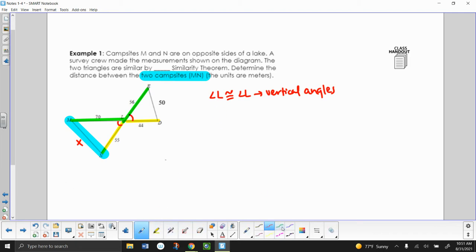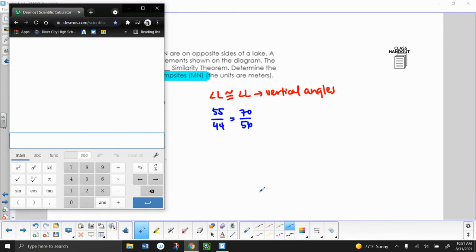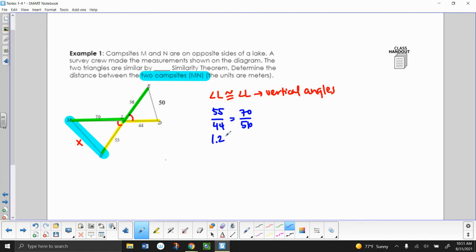So checking my ratio, the sides have to be proportional. I'm going to do 55 over 44 equals 70 over 56. To check that those sides are proportional, we need to use a calculator. 55 divided by 44 gives me 1.25. 70 divided by 56 also gives me 1.25. So this tells me that the included angle is congruent, and this right here tells me that their sides are proportional. So we can say that these are similar by side, angle, side.